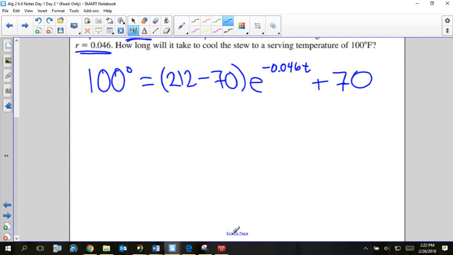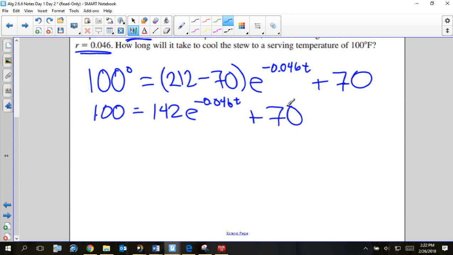I'm going to do what's inside the parentheses first. That says 212 minus 70. Solve 100 equals 142 e to the negative 0.046 t plus 70. We got rid of parentheses.